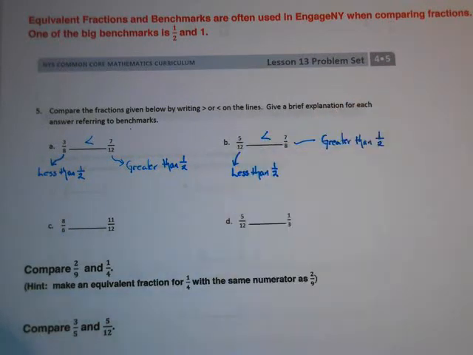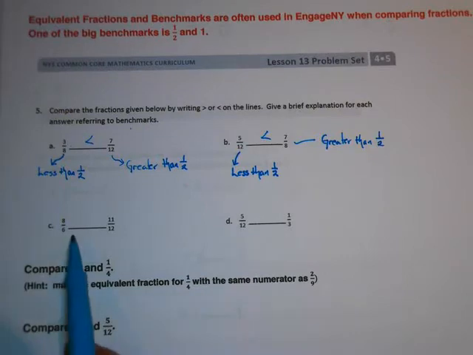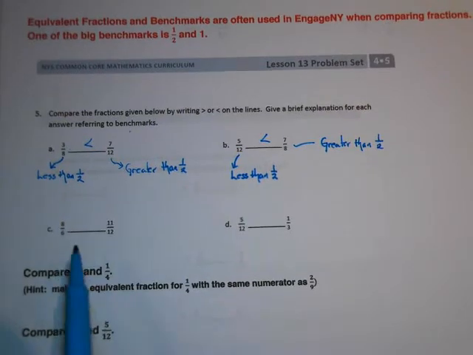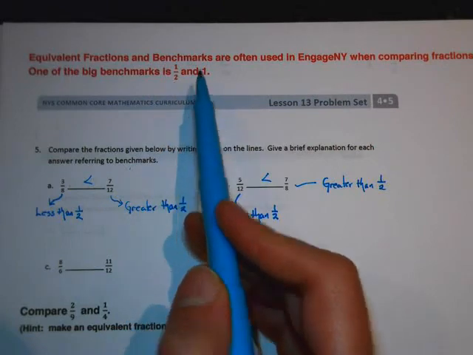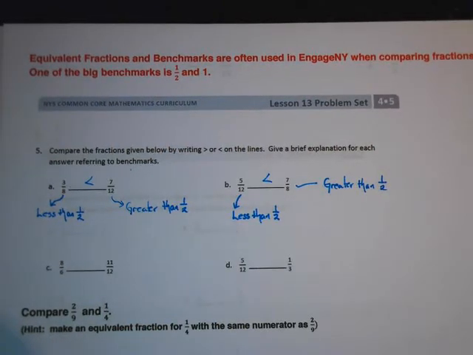So this has got to be bigger. So that's what they talk about, these benchmarks. This benchmark would be 1. It says the benchmark is 1/2 and 1. Sometimes the benchmark can be 0. I'm going to see. Hold on.